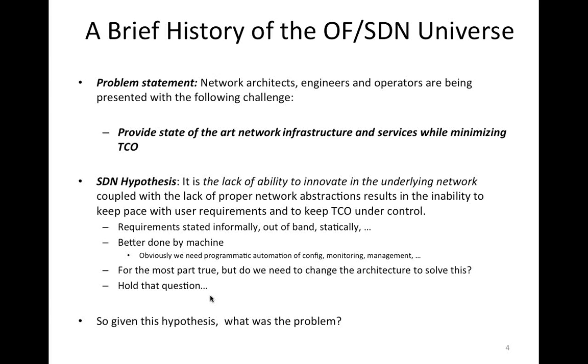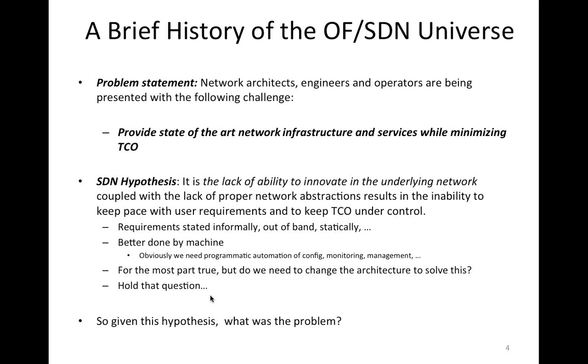So the hypothesis that was really underlying all of this SDN stuff, and by the way, this was all germinating in Stanford and Berkeley and those sorts of areas, with Nick McKeown, Martin Casado, who was the CTO of Nicira and now those guys are over at VMware. Scott Shenker was another one of the gang of three, keep that in mind. So the underlying hypothesis was that it was the inability to innovate in the underlying network. It was all IP, you couldn't do anything with that. Coupled with the lack of the proper abstractions, it resulted in this inability to keep pace with user requirements and keep TCO under control. That was really the hypothesis.